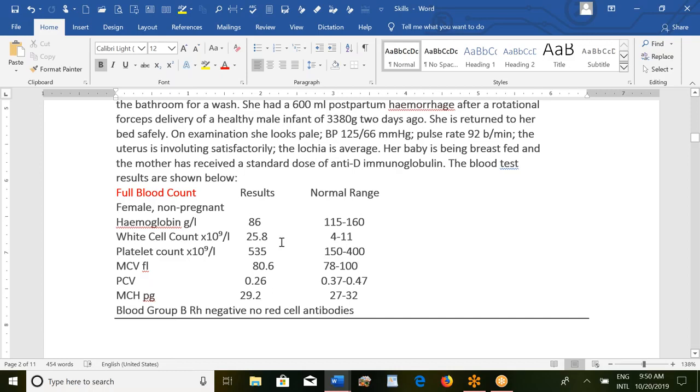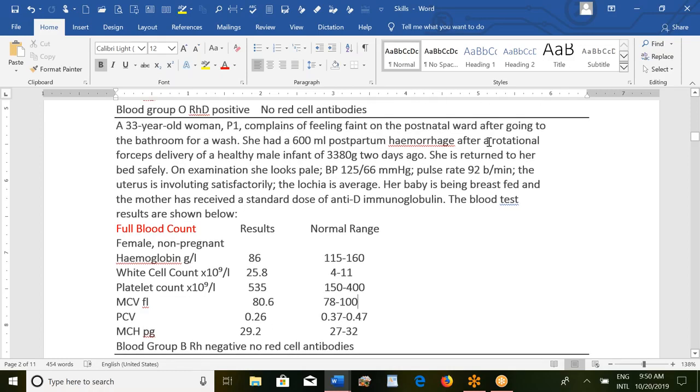This one looks relatively unusual, because in cases of rotational forceps deliveries, usually the hemorrhage is greater than this. So we don't know if she has a hematoma or some other problem, but they didn't mention anything. This patient needs full evaluation, but if you are commenting only on these blood counts, then there are two abnormalities. But we will say anemia also, because 8.6 hemoglobin is mild anemia. All these three parameters are abnormal.